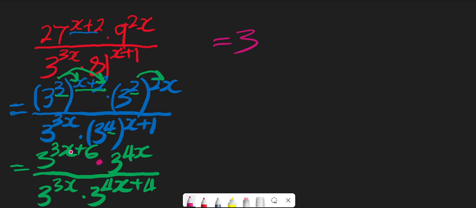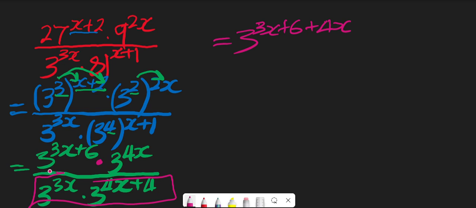So we're gonna take 3x plus 6, the exponent of the first 3, and we add it with 4x. We add the exponents because we are timesing and the bases are the same. That is the law. So I'm gonna write 3 here, then exponent 3x plus 6, then I add it with the exponent of 4x from the other 3, right? Then we go to the denominator here.